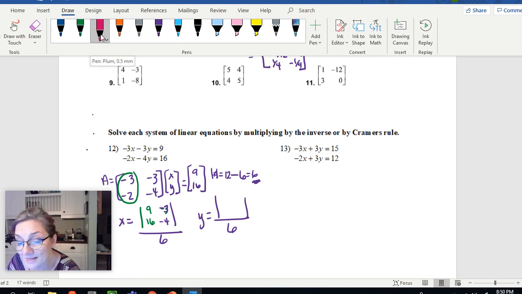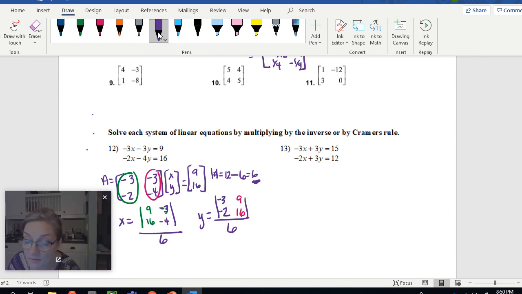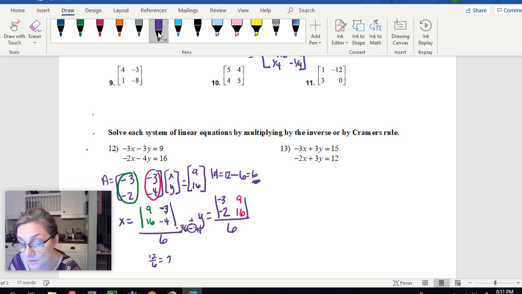Then I'm going to grab another color, and this time I'm solving for the Y side. So that's going to get swapped out to your 9 and 16. And what happens is your negative 3, negative 2 stay in that place. All right, so going on, and I didn't mean to click on that. All right, so going on, I get 9 times 4 is negative 36. Minus negative 48. So that gives me, this becomes a positive. So that gives me a total of 12. 12 over 6 is 2.